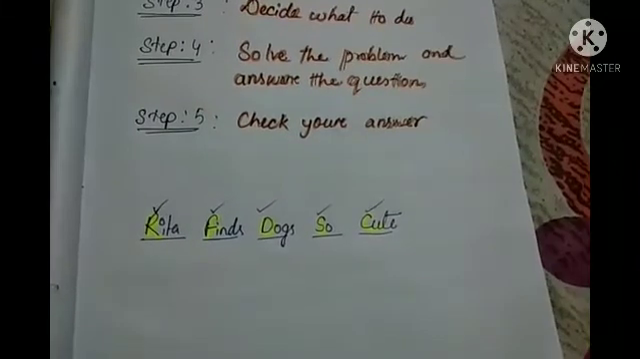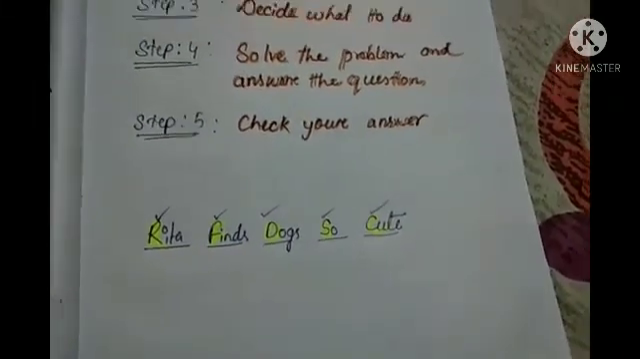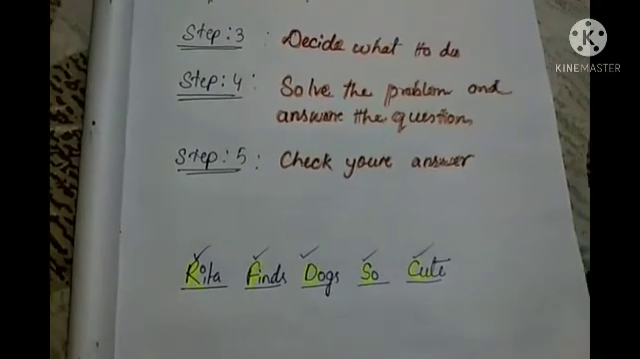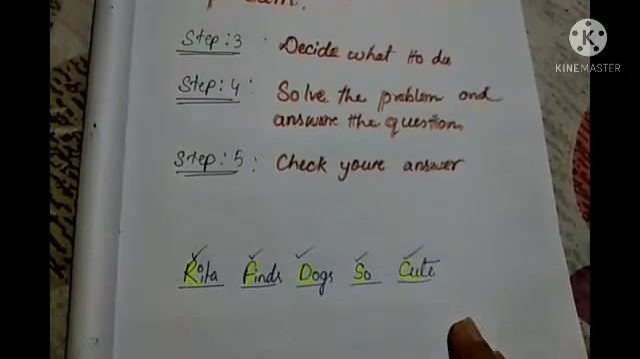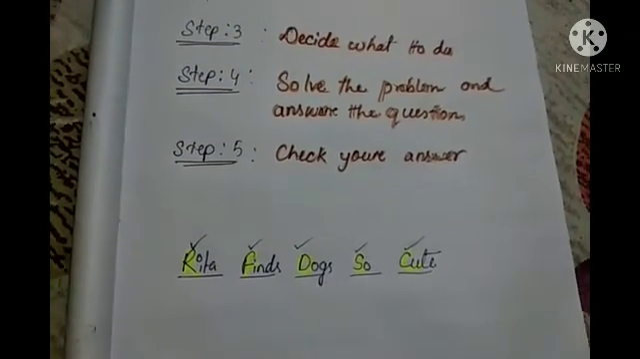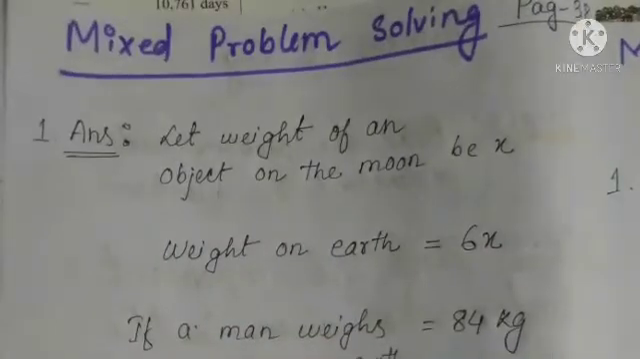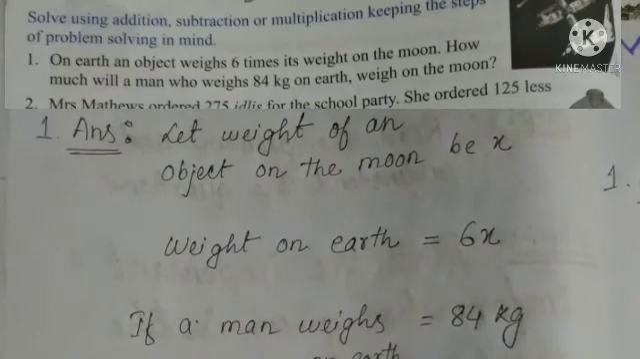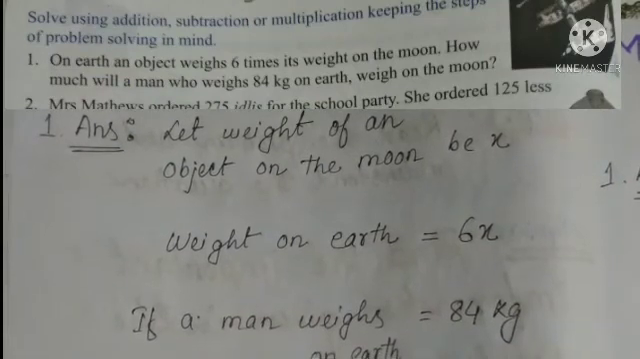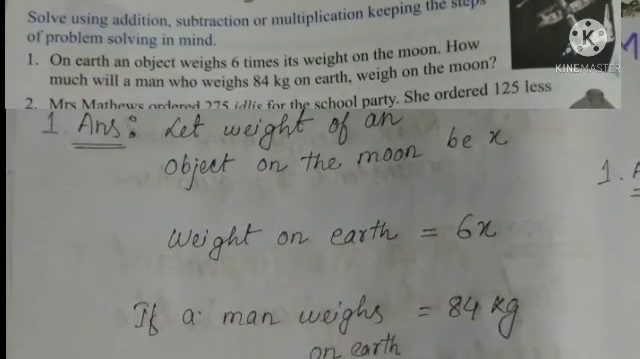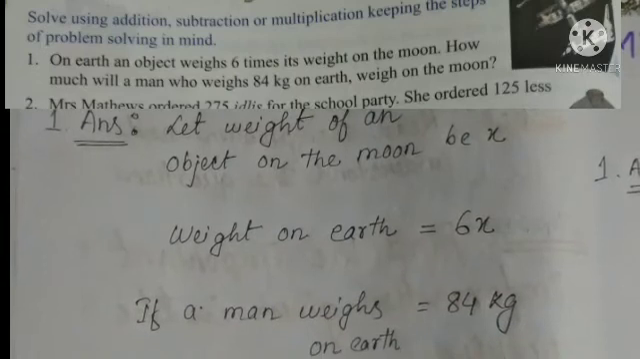Now students, let's apply these steps. You can see your book, page number 38. There mixed problems are given. So from there let's solve one question by following these 5 steps. Students, it is a mixed problem, so that means you can use addition, subtraction, multiplication or division. Here division is not mentioned, but you can use it if necessary.